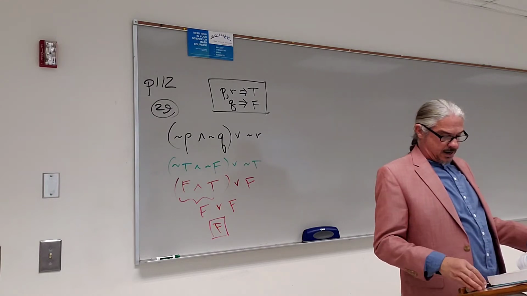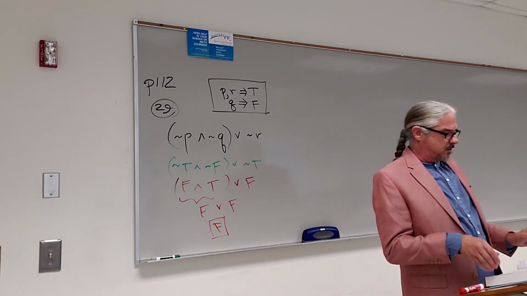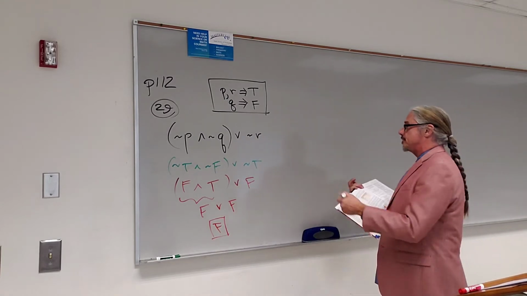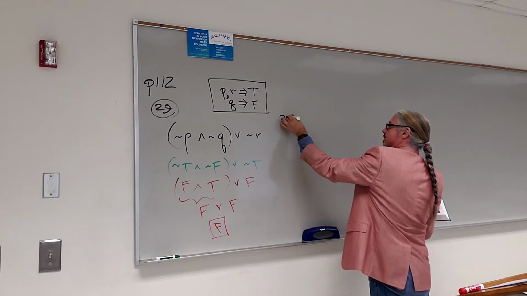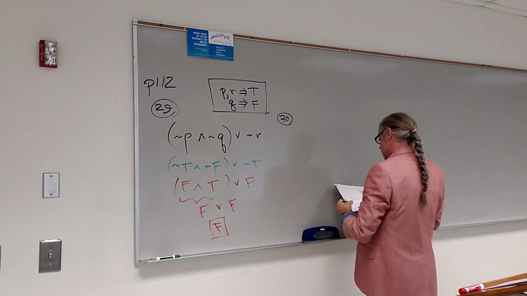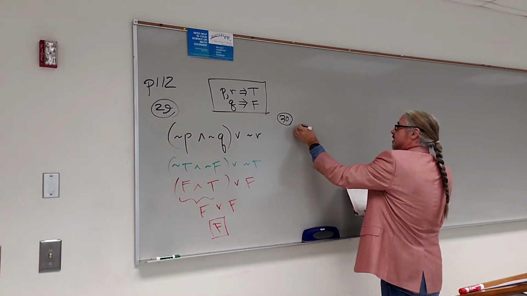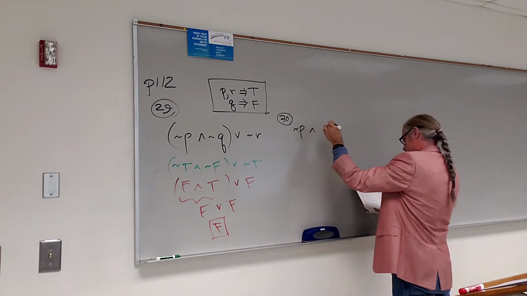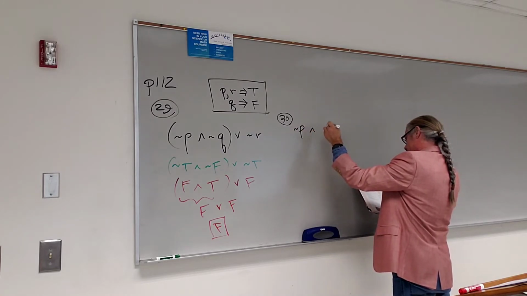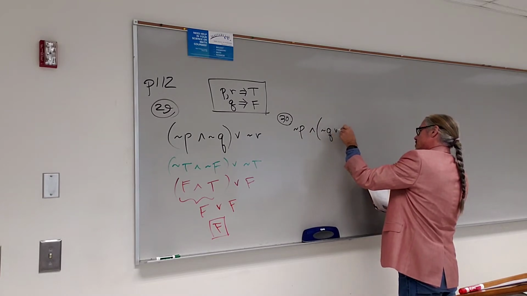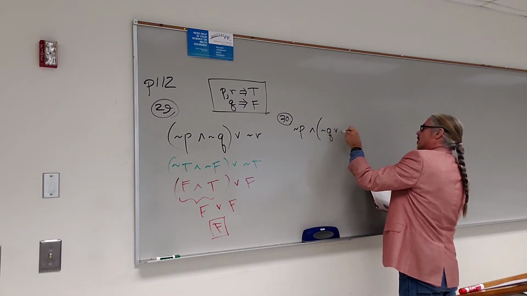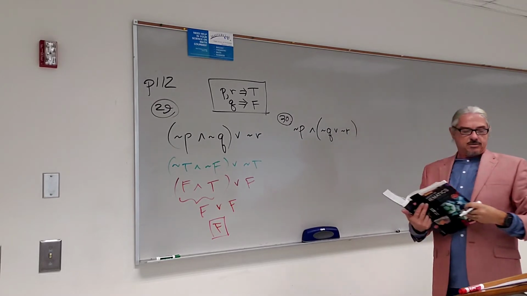Okay, let me write it down again. I'll write it in black. We'll continue that way. So this one, number 30, the one right after it. Same given. So I'm going to put it here next to it. 30 says, not P and not Q or not R? Yes, or not R. Thank you. Helping me out.